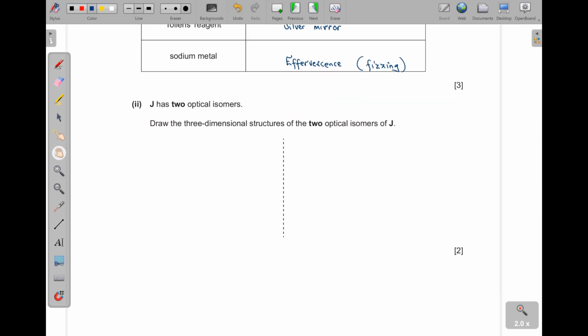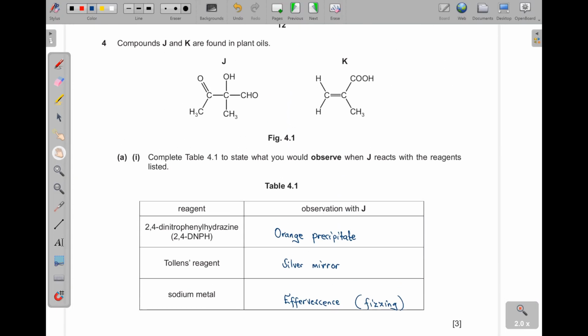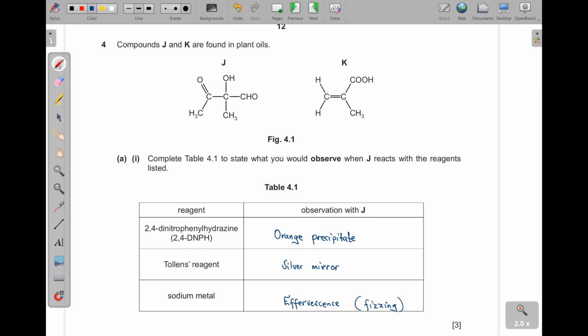Then Roman 2, J has two optical isomers. Optical isomers are non-superimposable. So draw the three-dimensional structures of two optical isomers of J. Now here, that means it must have a chiral center. Where do we see a chiral center? A chiral center is that carbon which is connected to 4 different groups. There is 1, 2, 3, and 4. All of these ones are different.